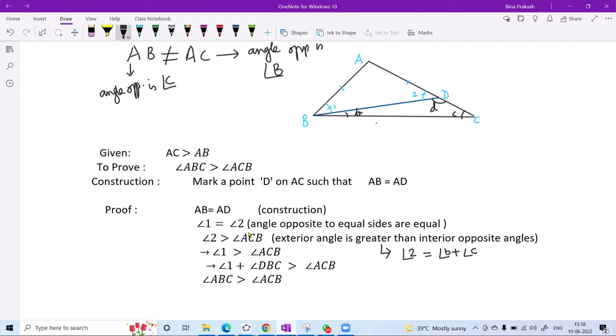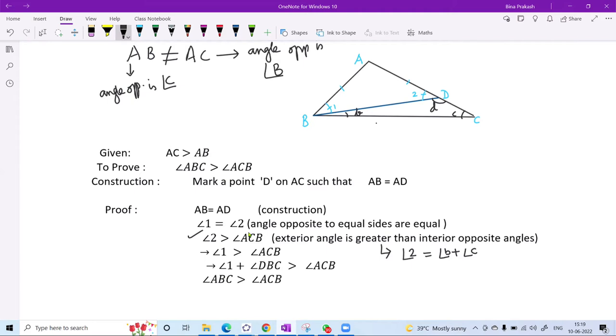So how do we define an exterior angle? The pair which makes the straight line, that is supplementary, but outside the triangle. That is how we need to define the exterior angle. So that was the part that we discussed before. Now, angle 2 is the sum of angle B plus angle C. It's a sum of two quantities that forms angle 2. So won't it be greater than each one of them, angle B as well as angle C? It will definitely be greater than each one of them.